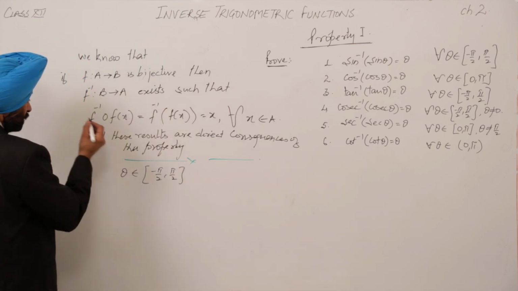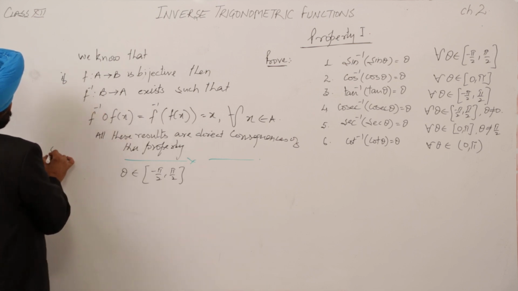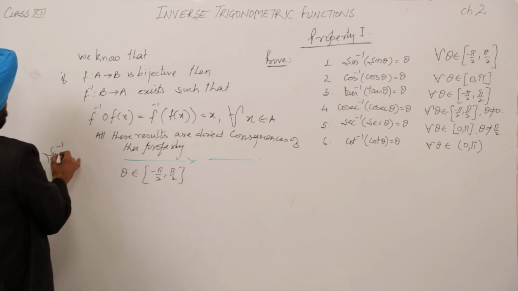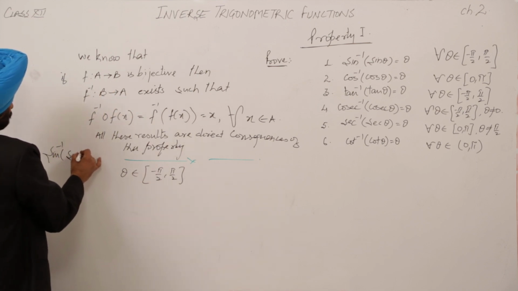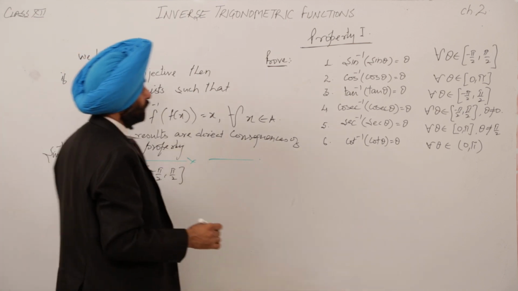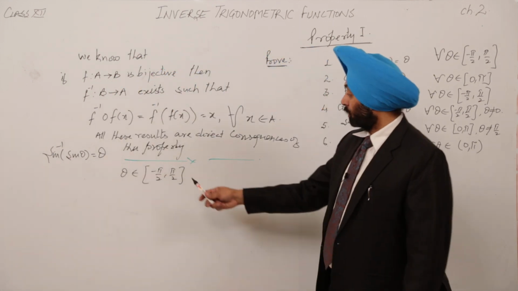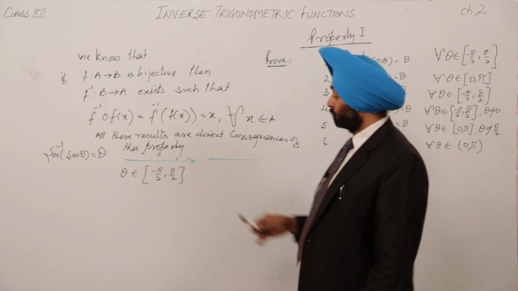For this, I am using the property sine inverse. What was the first property? Sine inverse sine theta is equal to theta. I have to prove this one. Now, sine inverse sine theta is equal to theta.